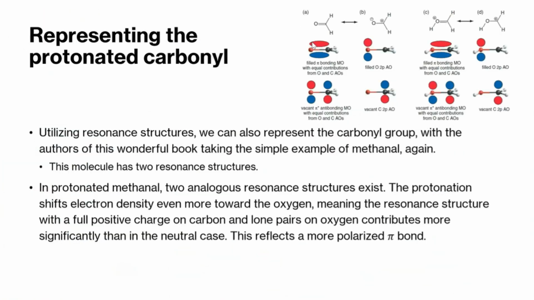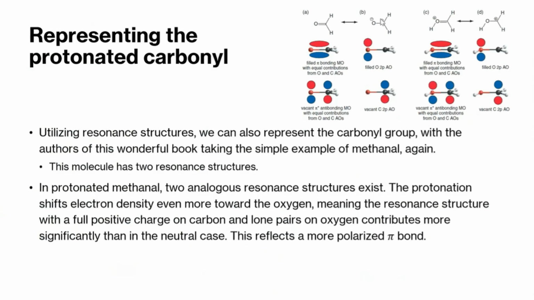So there are many ways that we can represent the protonated carbonyl. Utilizing resonance structures, we can also represent the carbonyl group, with the authors of this wonderful book taking our simple example of methanol. In this top right image, there are two ways that we can represent methanol. One way has a double bond between carbon and oxygen, and the second way has no double bonds, just single bonds. The carbon now has a positive charge, and the oxygen now has a negative charge.